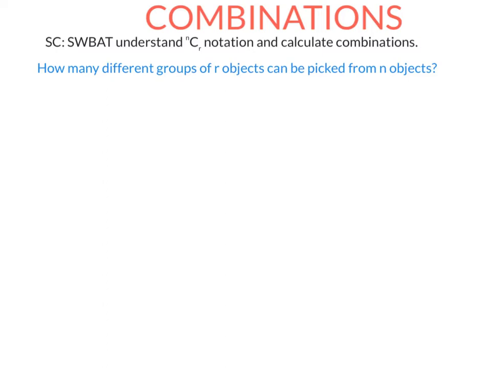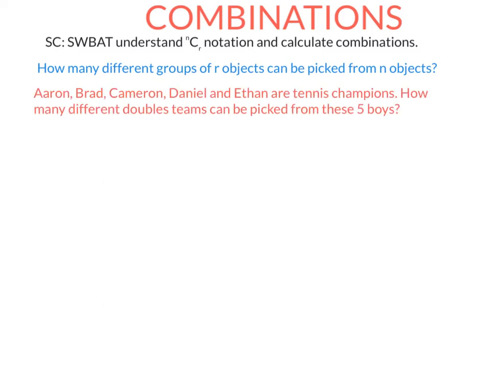Now, let's start with an example. This is the kind of question for which combinations would help. Let's say we have 5 boys here: Aaron, Brad, Cameron, Daniel, Ethan. So there's 5 tennis players, and we're going to pick a team of 2. We're going to pick 2 out of these 5. How many different ways could I do this?